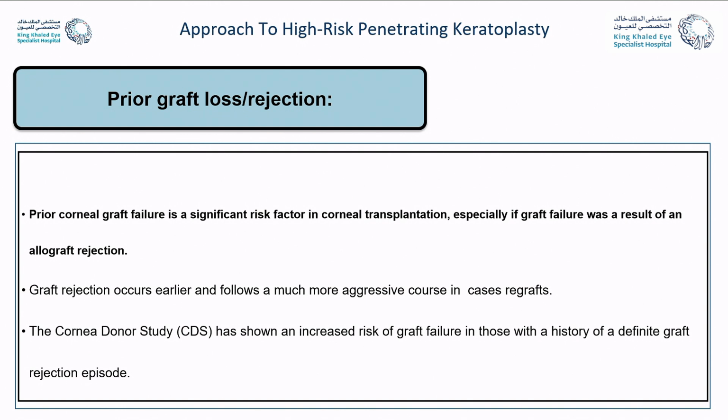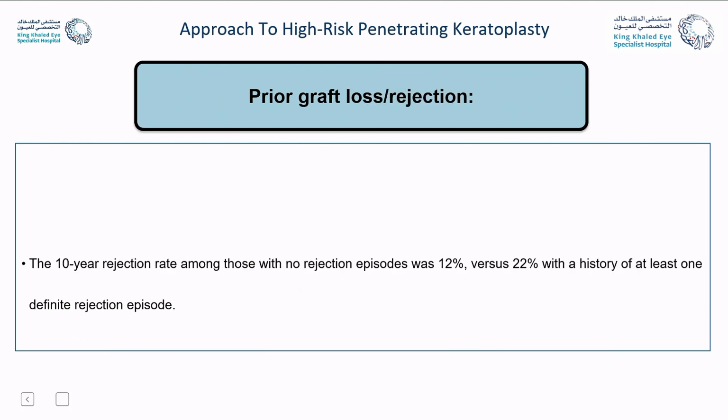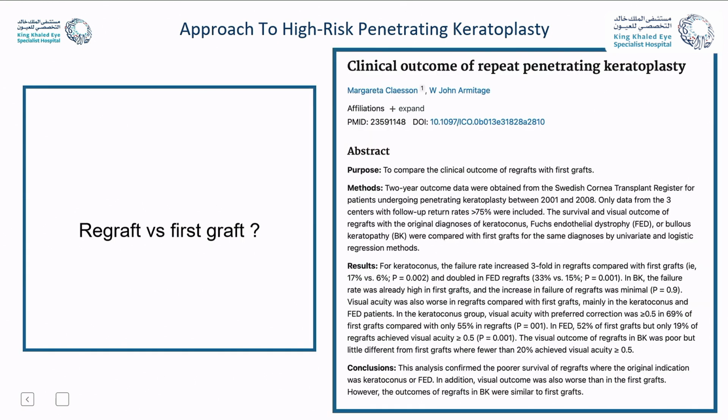Now, another etiology for a high-risk keratoplasty is a prior graft loss. Prior graft loss is a significant risk factor for developing graft failure again. Graft rejection occurs earlier and is more aggressive in cases of regraft, and the Cornea Donor Study has shown increased risk of graft failure in those with a history of definite graft rejection episodes previously. The 10-year graft failure rate among those patients was 12% with no graft rejection. However, it was 22%, double, in the patients who had definite rejection before.